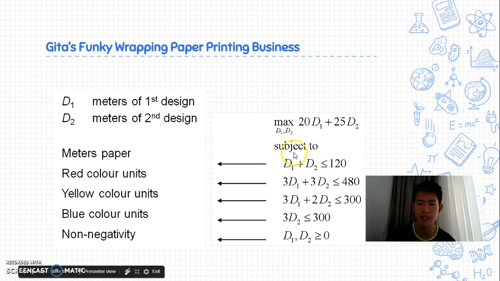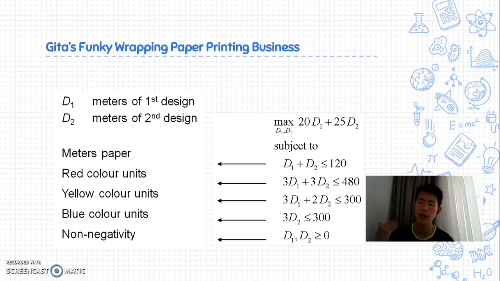And subject to the constraints. You have the constraint on meters of paper: you have 120, so you can only produce D1 plus D2 less than or equal to 120. It makes sense, because you don't have unlimited resources, so you can only produce to a certain extent. So D1 plus D2 less than or equal to 120 is one line. And then the red color units, 3D1 plus 3D2 less than or equal to 480, so you only have 480, so you have another constraint. So it's another line, okay? Then the yellow color units, 3D1 plus 2D2, is another constraint.